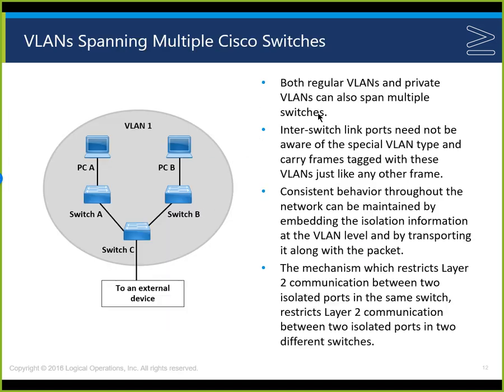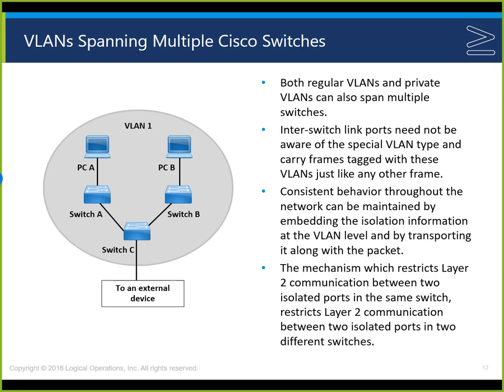Both regular VLANs and private VLANs can span multiple switches. ISL inter switch link ports need not be aware of the special VLAN type. They don't really care. Because what we're really talking about here is layer 2. Layer 2, yeah, we can do a lot of things at it. We isolate it at layer 2, but then we use layer 3 to communicate from one to the other.